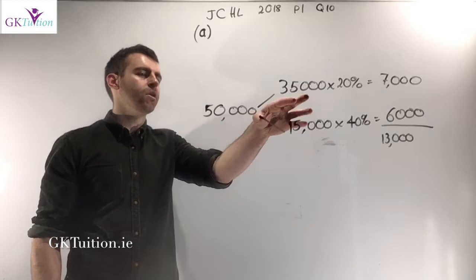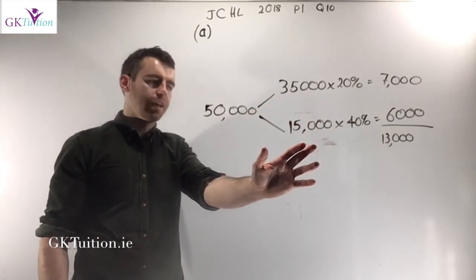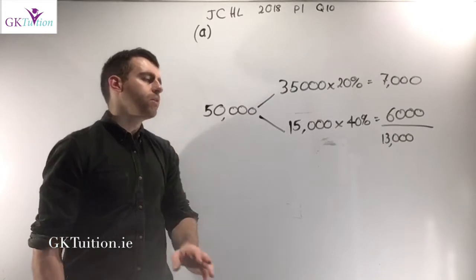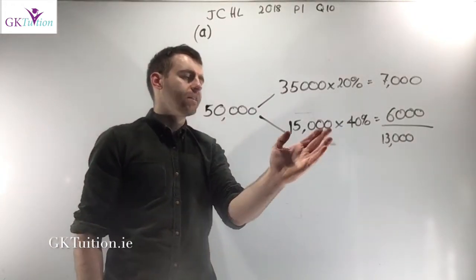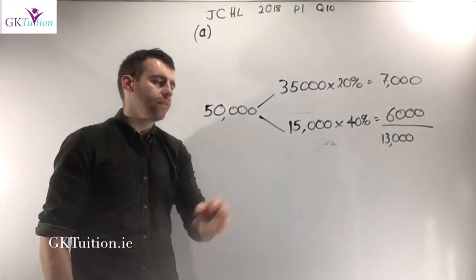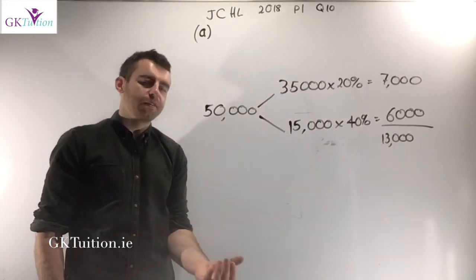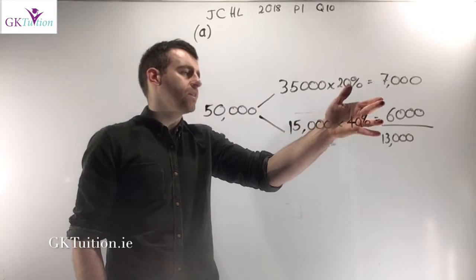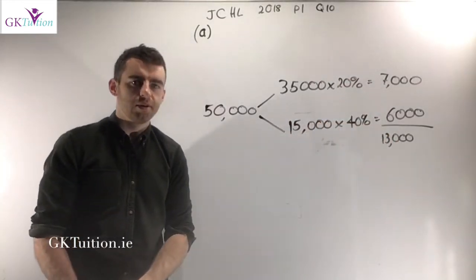So 50,000 minus 35,000 gives me 15,000. Remember, these two figures have to add up to this one. I know that means she pays 40% tax on the remaining 15,000, and 40% of 15,000 is €6,000. If I add the 7,000 and the 6,000, I get €13,000.